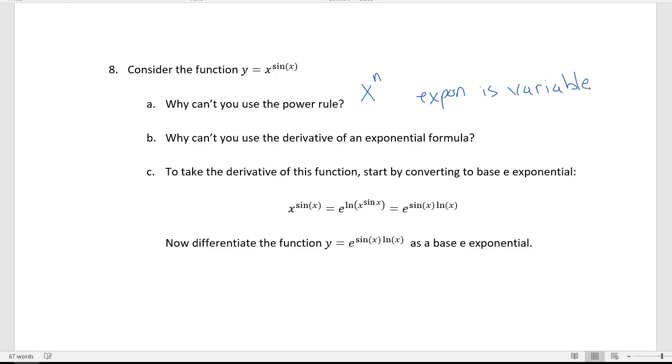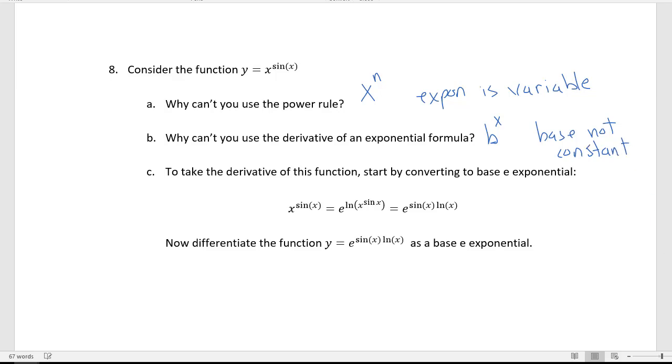We can't have both places having a variable. Why can't we use the derivative of an exponential formula? Well, again, an exponential wants the base to be a fixed value. My base is not a fixed value. The base is not, let me call that, constant.